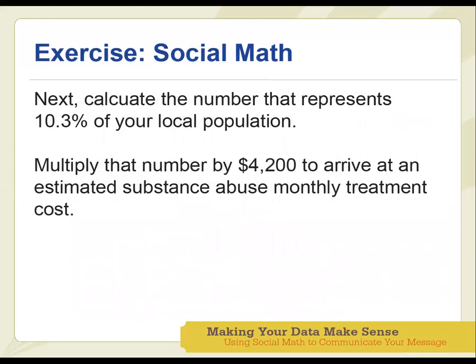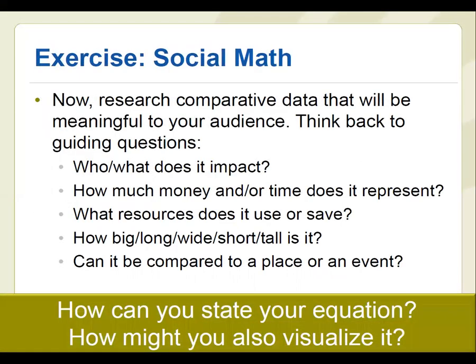And then next, you need to calculate that number that represents 10.3% of your population. So again, you'll take whatever the population number that you find times 0.103. And then whatever that number is, you'll need to multiply it by the 4,200 to get an estimated substance abuse monthly treatment cost. Once you have that number, you'll need to find some comparative data to compare it to.